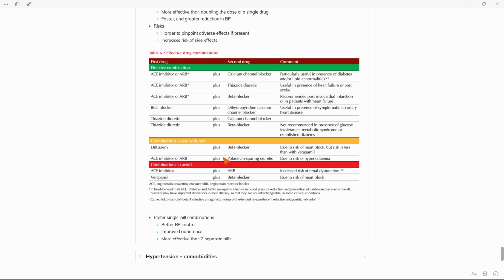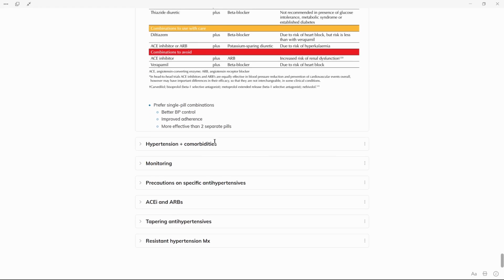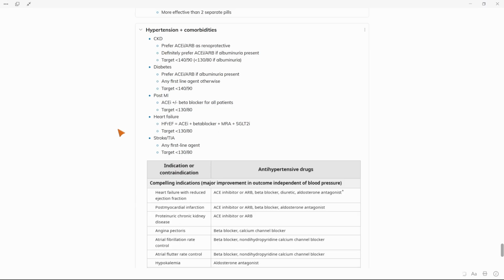We also try to be cautious when we combine an ACE inhibitor with spironolactone due to the risk of hyperkalemia, although both ACE inhibitor and spironolactone are used together very commonly, for example in patients with heart failure. If the patient needs combination therapy, we prefer them to take single pill combinations, so when one pill has 2 medications. Better blood pressure control than if you take the same medication in 2 separate pills. It improves adherence. The patient only needs to take 1 pill instead of 2, and it's more effective than 2 separate pills.